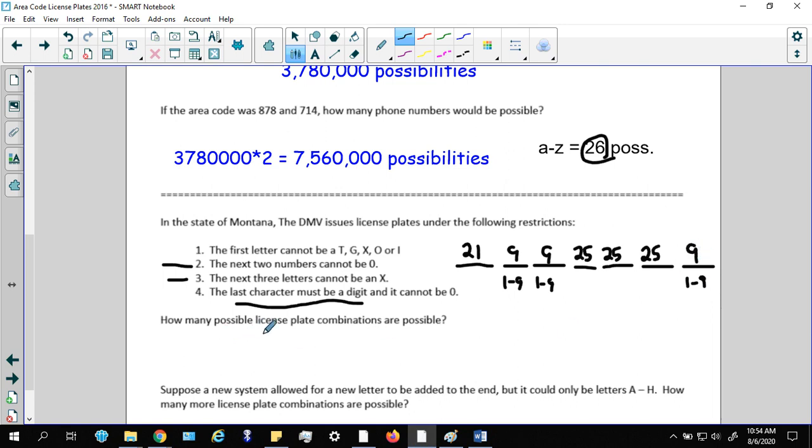So that is another 1 through 9 situation, which you have 9 possibilities. So how many license plates are possible? Well, just like phone numbers, you multiply: 21 times 9 times 9 times 25 times 25 times 25 times 9. Ooh, big number. I'm going to type it, and then we're going to put some commas in there to see where we're at. I think we're in the billions here.